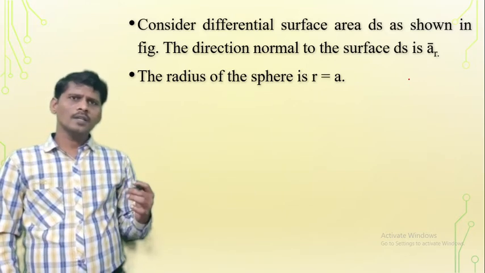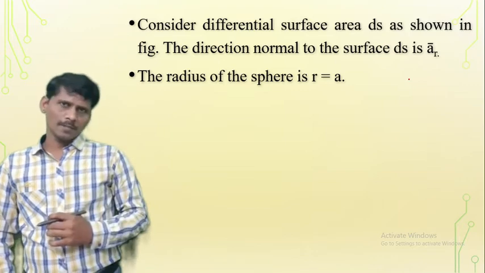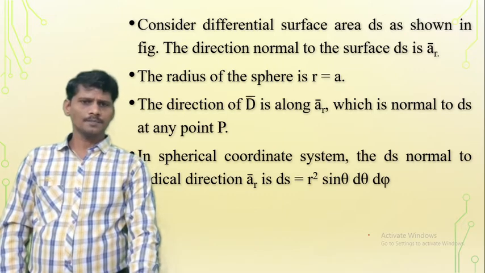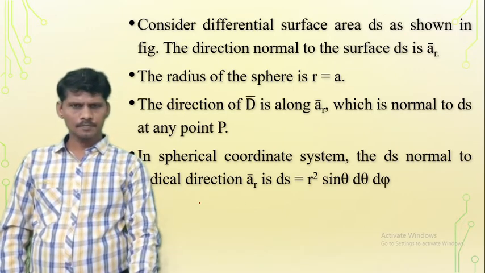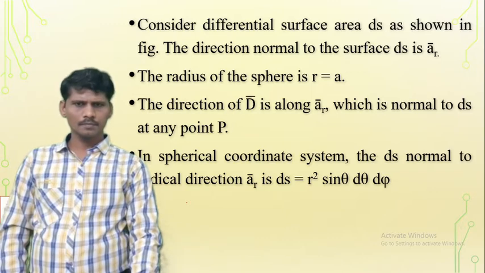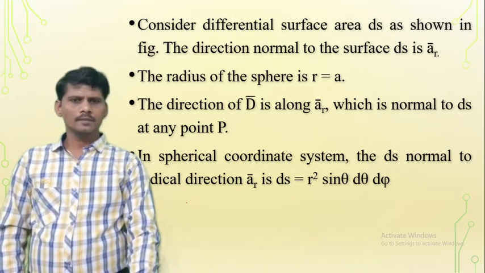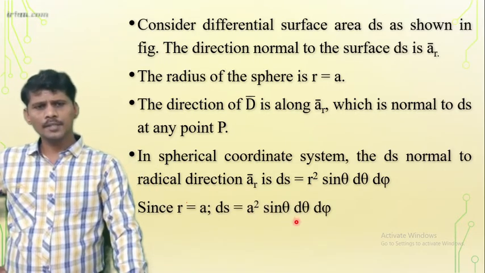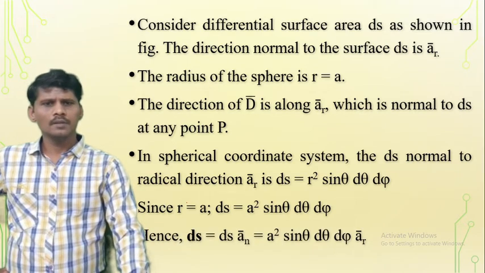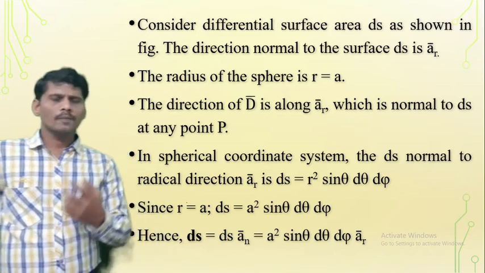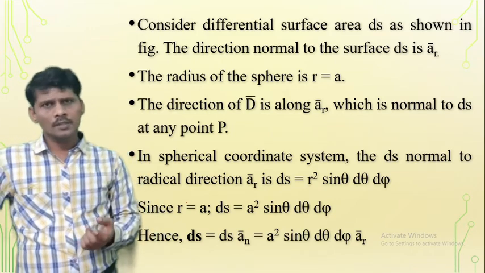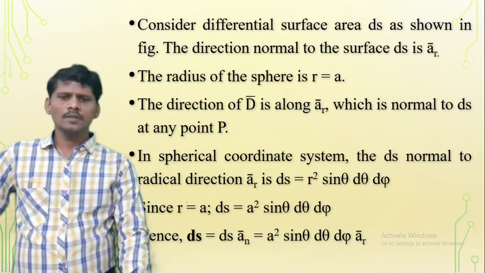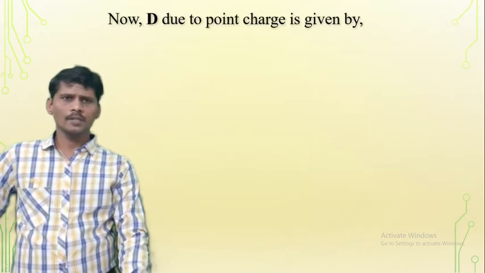What is r is equal to a? r is equal to a is the radius of the sphere. Substitute r is equal to a into this equation. We get ds is equal to a square sin theta d phi. And what is the direction of the electric flux density? The direction of the electric flux density at the point P is always radially outward, that is D bar is equal to D into a r bar in the spherical coordinate system.